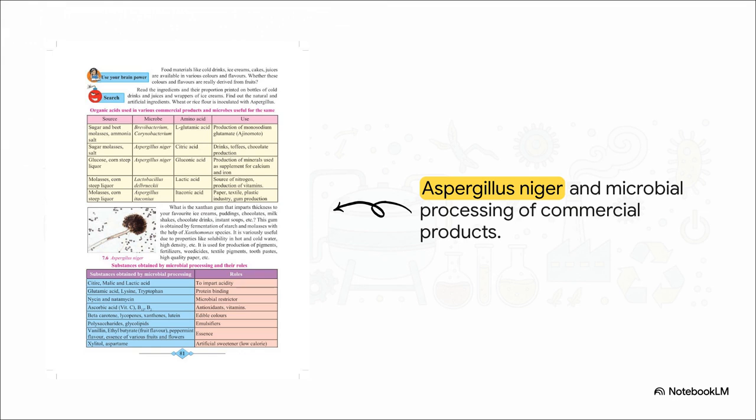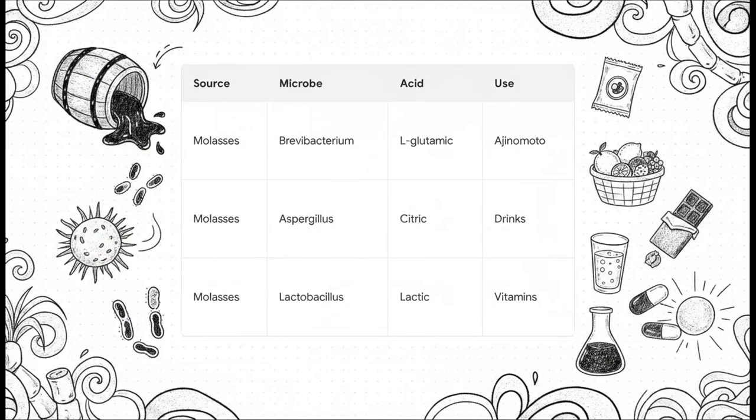It truly is amazing how much we rely on the microscopic world for our everyday culinary delights. Let's uncover a few more hidden ingredients produced by commercial organic acids. Take simple sugar molasses. Introduce the microbe Brevibacterium, and what do you get? L-glutamic acid. That's the key component in producing monosodium glutamate, which you probably know better as Ajinomoto. Or consider the microbe Aspergillus niger. It processes sugar molasses to produce citric acid, giving that delightful zing to our cold drinks, toffees, and chocolates. Even the lactic acid that serves as a vital source of nitrogen and vitamins comes directly from Lactobacillus delbrueckii.